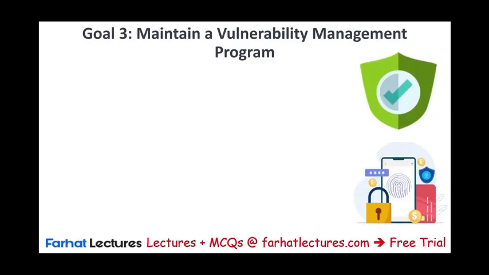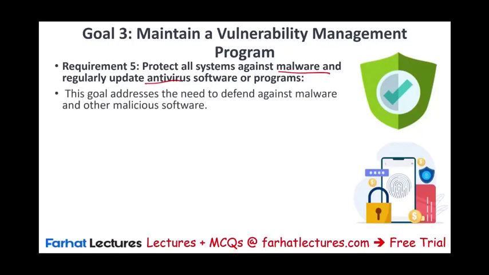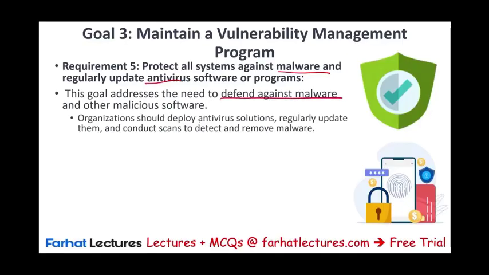Goal 3: maintain a vulnerability management program. What does that mean? It means protect all systems against malware and regularly update antivirus software and programs. You just don't set up your system and forget about it. You maintain and update your system against malware, and antivirus software is constantly updated. So the goal is to address the need to defend against malware and viruses, malicious software. You should deploy antivirus solutions, update them on a regular basis, conduct scans, and remove malware.